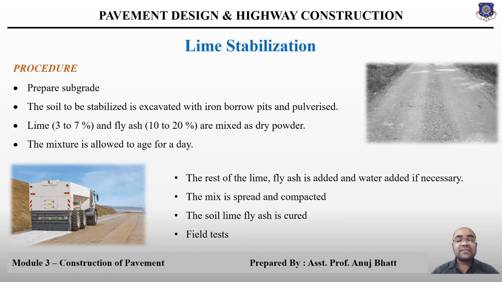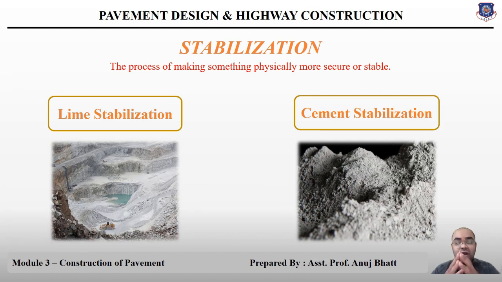Now next, move to the cement stabilization. First, at the initial level, let's discuss cement stabilization. In cement stabilization, about 5 to 14% of cement is to be added to the soil and sprinkled with water. As the cement hydrates, the mixture becomes hard, durable and tough.